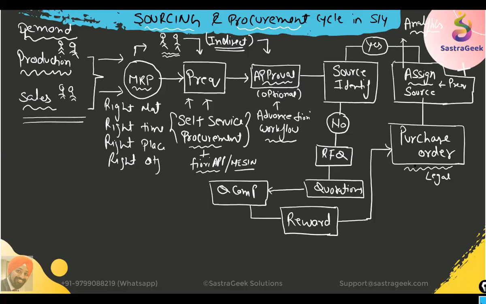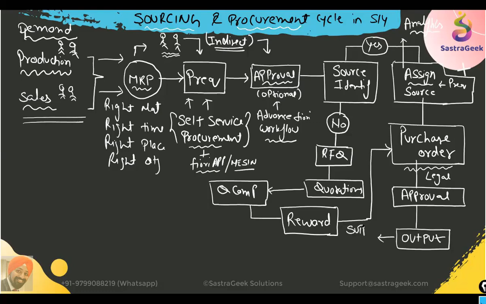Again, the purchase order will go through the approval process. This approval is also optional, but in most businesses they go for at least minimum purchase order approval. In all the implementations I have seen, the business has gone for purchase order approvals. So the approval will happen. Once the approval is done, then output would be triggered. Output can be triggered in PDF form.